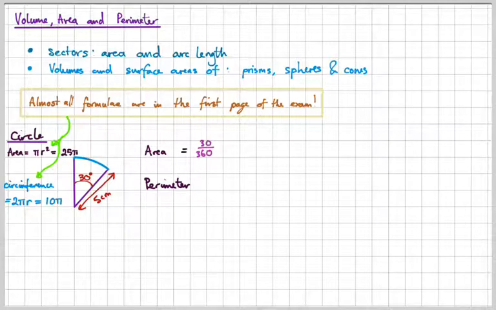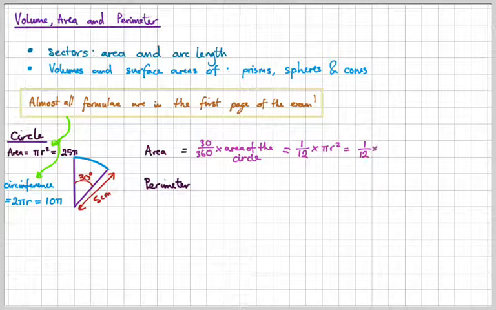So it's going to be 30 over 360 times the area of the whole circle. In this case, 30 over 360 is 1/12, so we have 1/12 of the whole circle, times pi r squared for the area of the circle. We already worked that out earlier, so that's 1/12 times 25 pi. This ends up being 25 pi over 12. So that is the area of this sector.